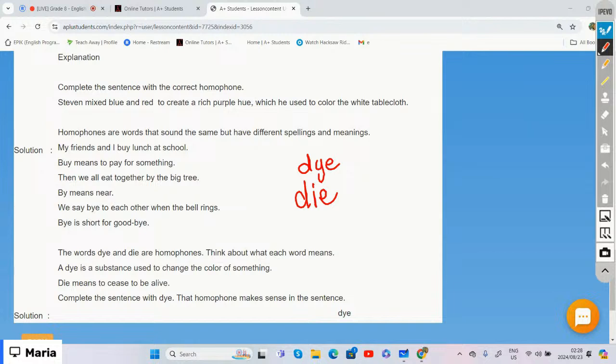All right. And if we look at both of those words, they sound the same. But if you look at the spelling, it is different, because the first one is D-Y-E and the second one is D-I-E. And if we now look at the meaning of those words, the first word, die, which is D-Y-E, is a substance that is used to change the color of something. That is dye.